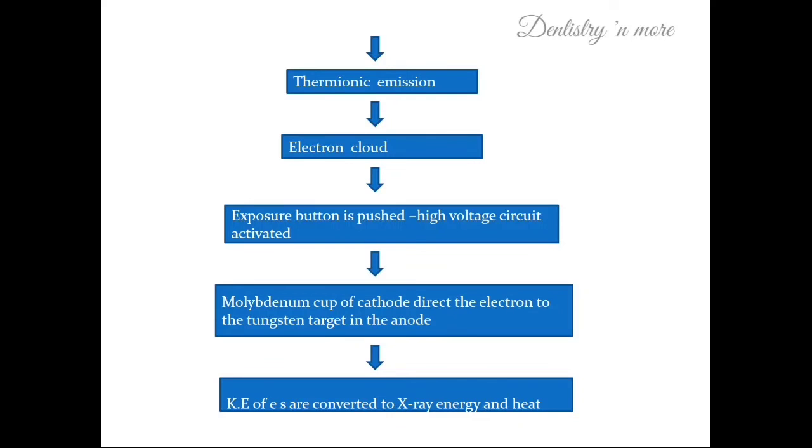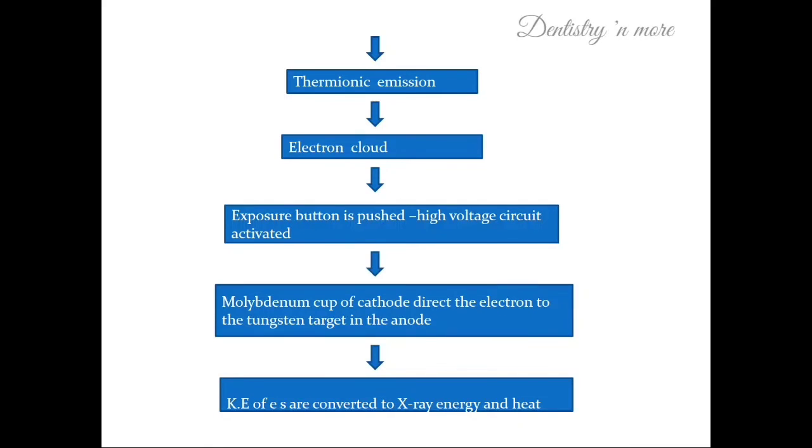From there it forms a thermionic emission, in which the thermal energy, that is the heat incandescence of the filament itself, heats up to form the electrons, and the electron cloud is presented. Then the exposure button is pressed in such a way that the high voltage circuit is activated, and the filament ejects all the electrons to form this electron cloud, with the help of the molybdenum cup, which directs the electrons towards the target placed in the anode. So the target is nothing other than a tungsten based material.